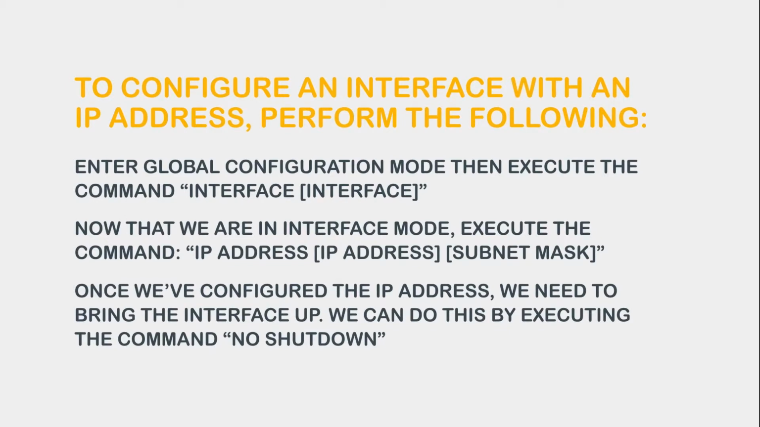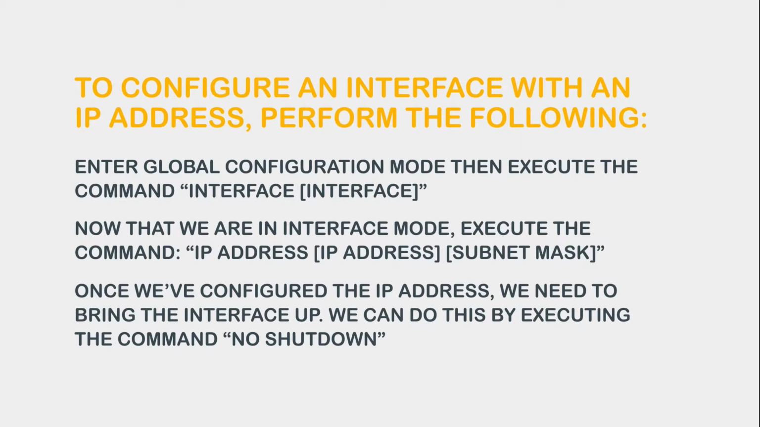To configure an interface with an IP address, perform the following. Enter global configuration mode, then execute the command interface. Now that we are in interface mode, execute the command ip address. Once we've configured the IP address, we need to bring the interface up. We can do this by executing the command no shutdown.